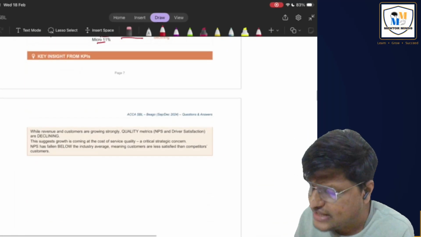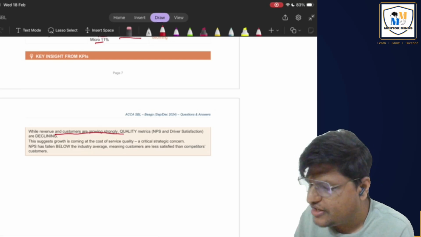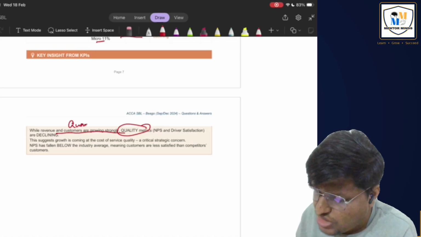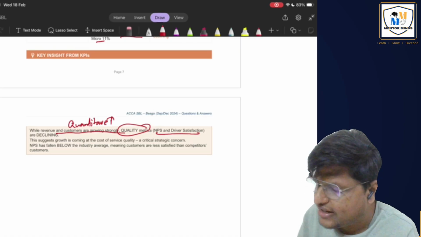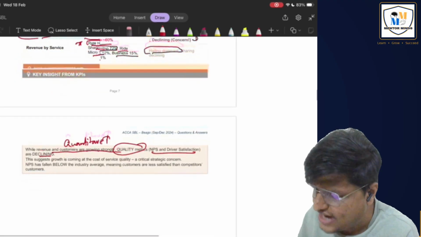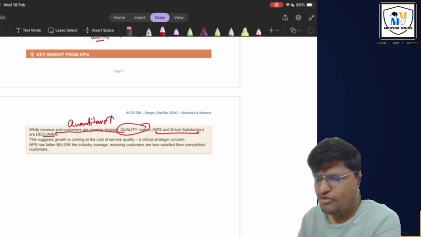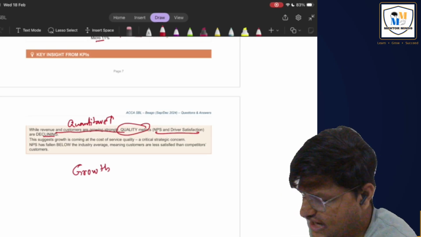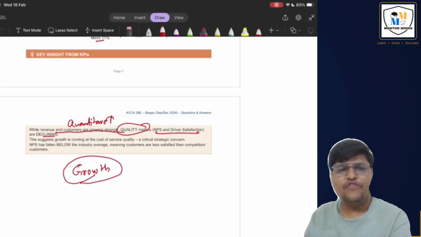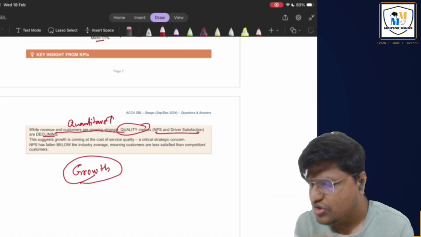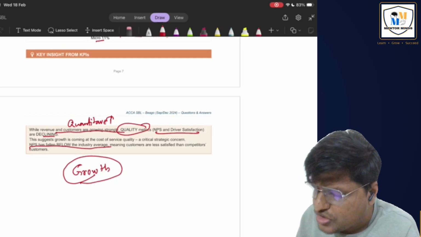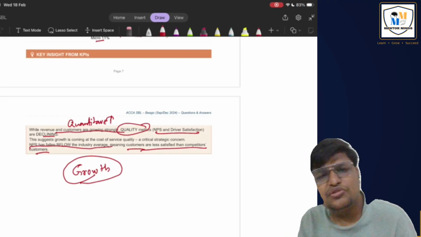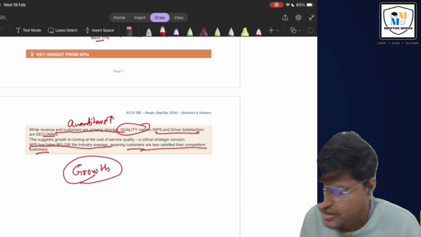So basically what the KPIs are saying is that revenue and customers are growing strongly. Those are all quantitative metrics. So our quantitative metrics are increasing, but our quality metrics are decreasing. Which are our quality metrics? The net promoter score and driver satisfaction. So we need to understand that the growth that is coming is at the cost of service quality. That means we are decreasing our quality just to increase our revenue. As our net promoter score is falling below the industry average, customers are less satisfied than the competitors' customers. So we need to think how we can rebuild our business in a better way.